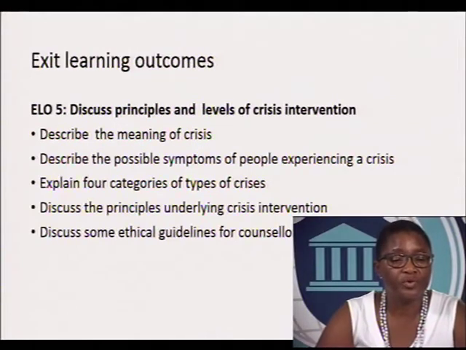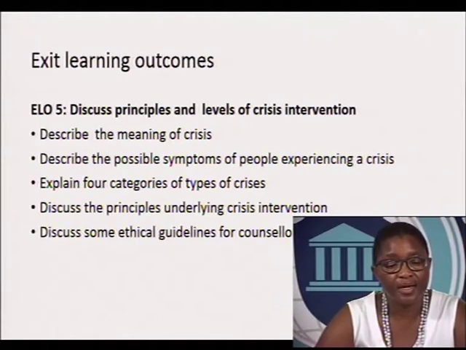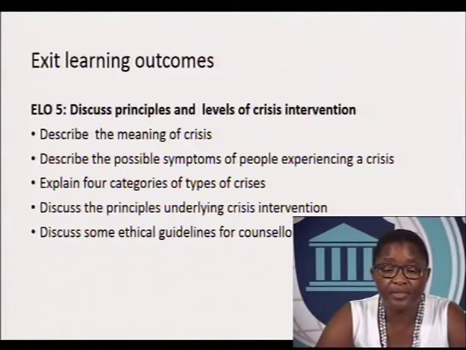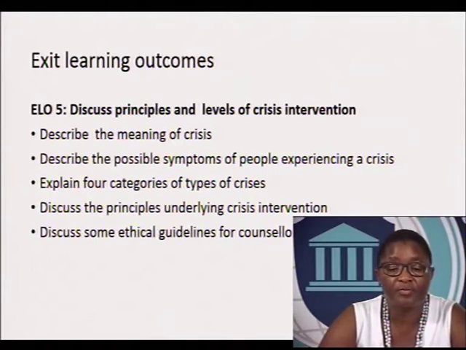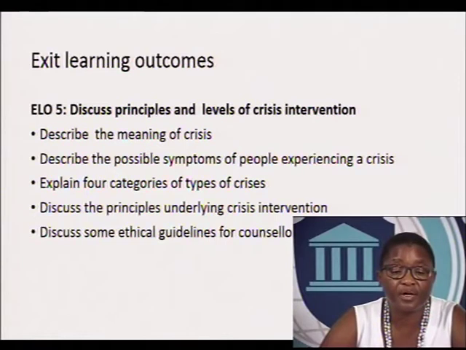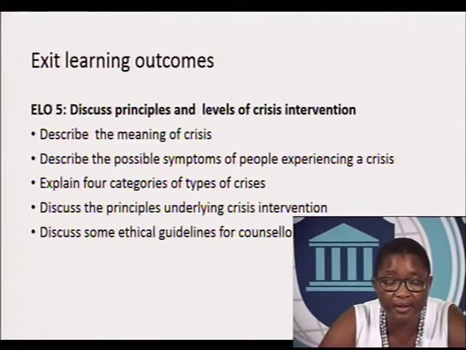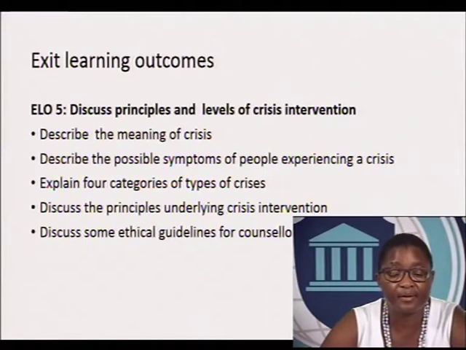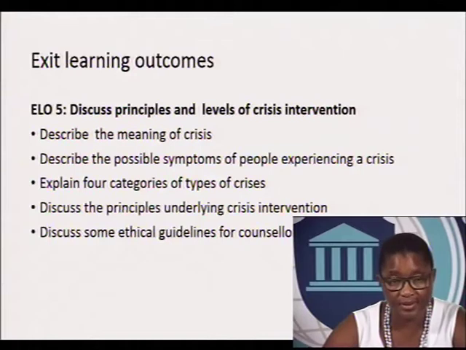And then we move on to exit learning outcomes of Unit 5. Discuss principles and levels of crisis intervention. Describe the meaning of crisis. Describe the symptoms of people experiencing a crisis. Explain 4 categories of types of crisis. Discuss the principles underlying crisis intervention, and then discuss some ethical guidelines for counselors.